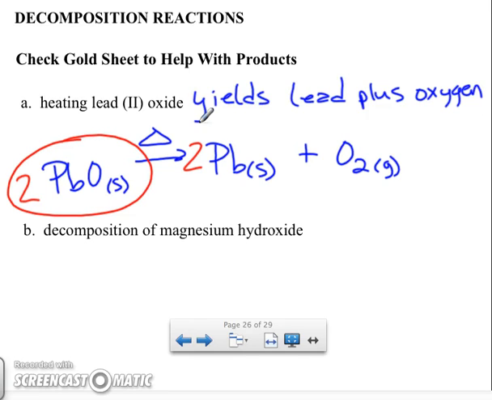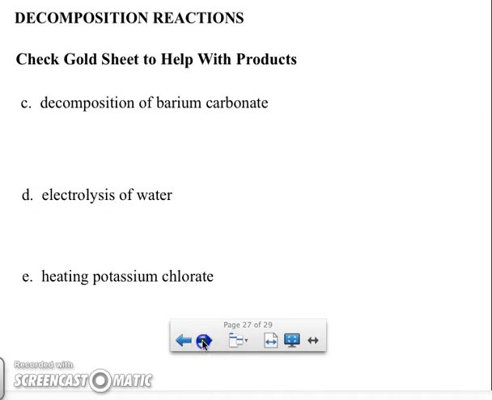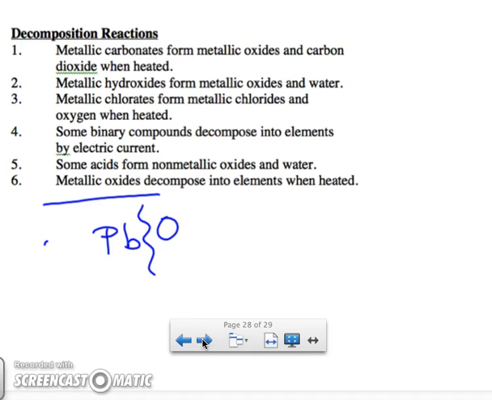Let's take a look at the second example problem. Example problem B. Decomposition of magnesium hydroxide. Let's check the gold sheet, the back side of the gold sheet, to figure out what the products are going to be. So we're looking at the decomposition of magnesium hydroxide. That would fall under Rule 2 for decomposition reactions.